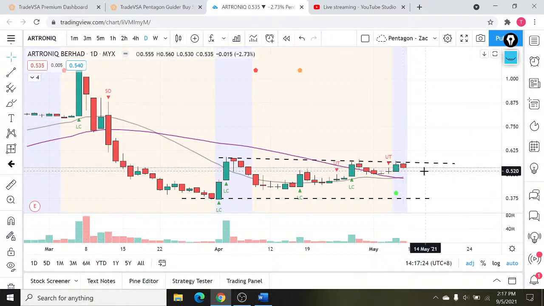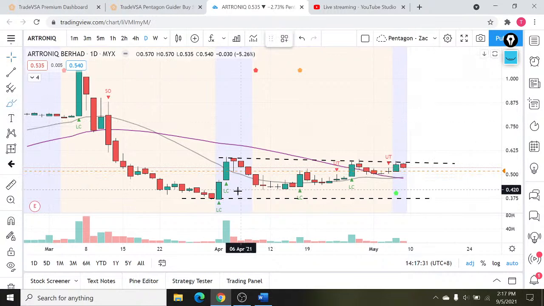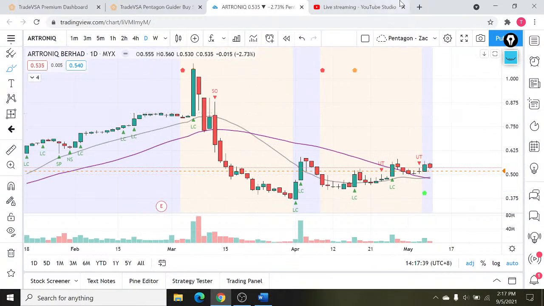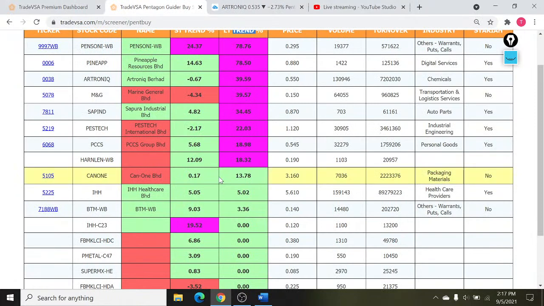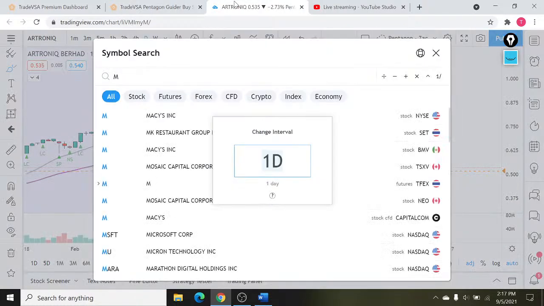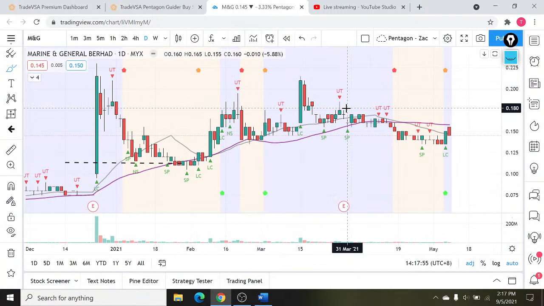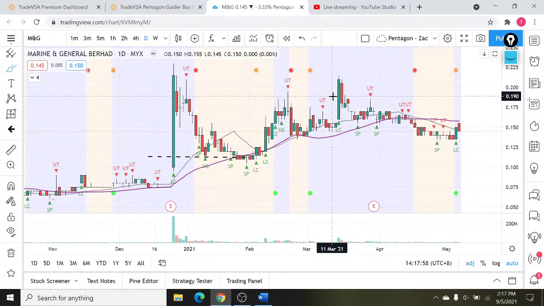Of course, I'm a bit stingy usually on my entry, so I just pop my order somewhere around here. Example here, green Pentagons, the line changes and goes up. You can see low volumes here, so it's a good sign most of the time. Let's see, Artroniq, do we have any good one from this list? MNG, because transportation and logistics also have some good momentum too. Looks like a shakeout.